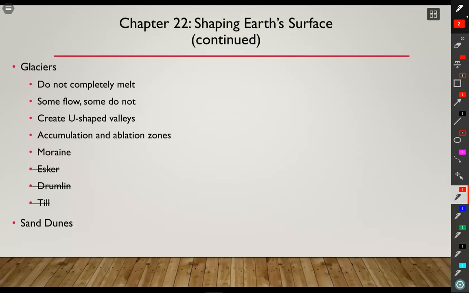So glaciers have an accumulation zone and an ablation zone. Ablation zone is where it has a net loss of material. Accumulation zone is where it has a net gain of material.